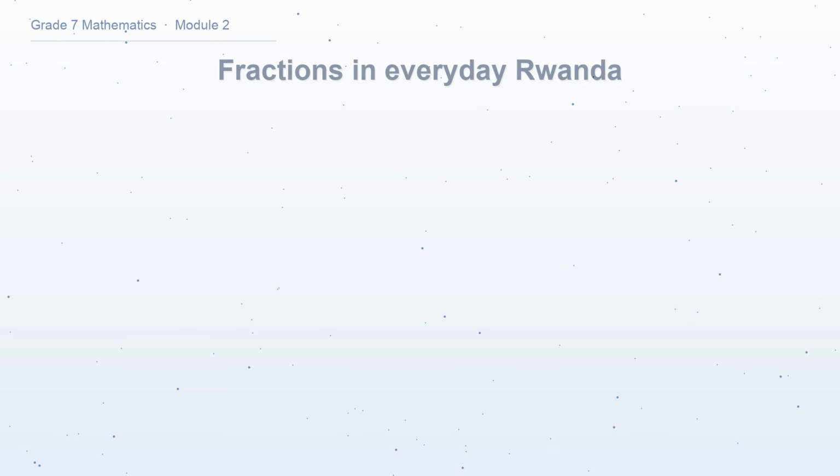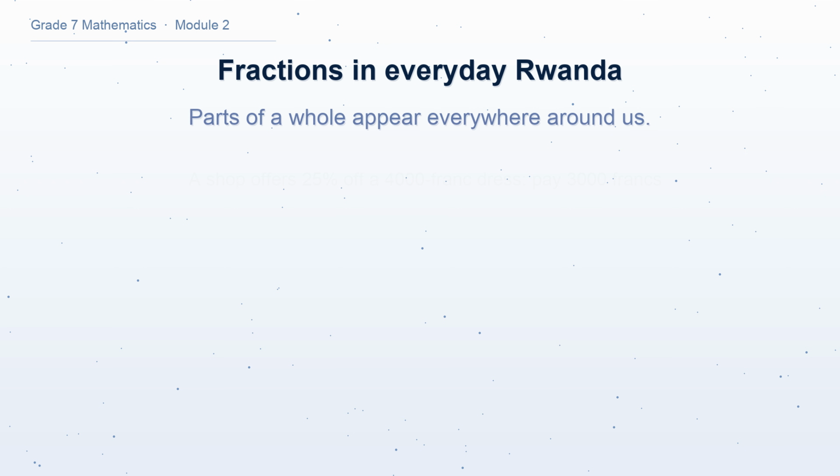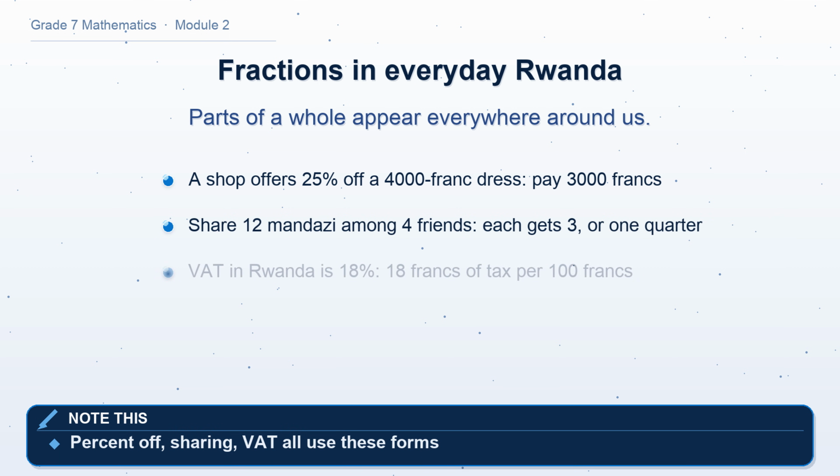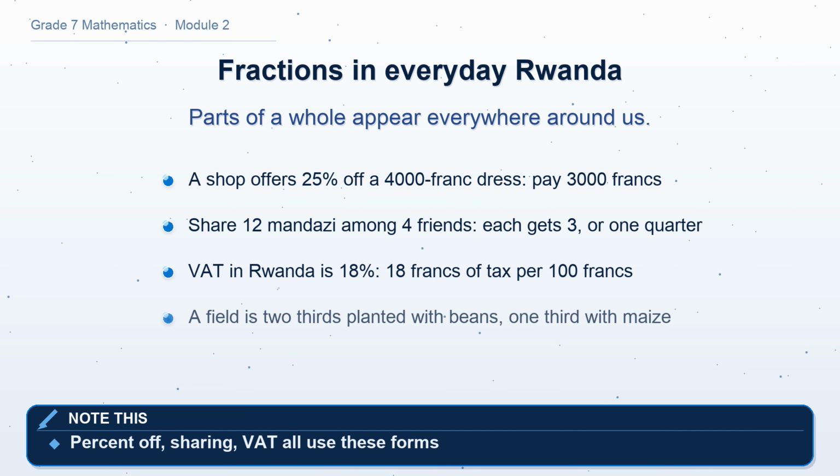Imagine a shop offering 25% off a dress that costs 4,000 francs. A quarter off is 1,000 francs saved, so you pay 3,000. Share 12 mandazi equally among 4 friends, and each receives 3, which is 1/4 of them. Value-added tax in Rwanda is 18%. That is 18 francs of tax for every 100 francs. And a farmer might plant 2/3 of a field with beans and the remaining third with maize. Whenever we share or compare parts of a whole, these three forms appear.